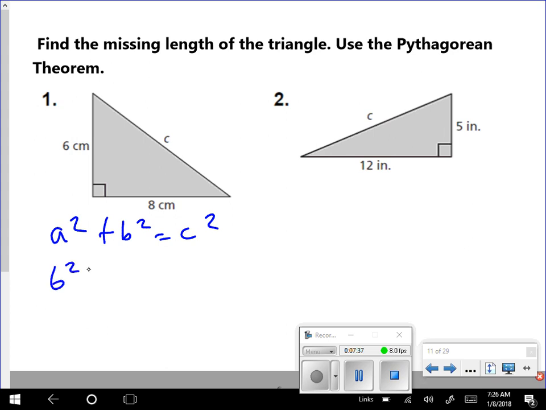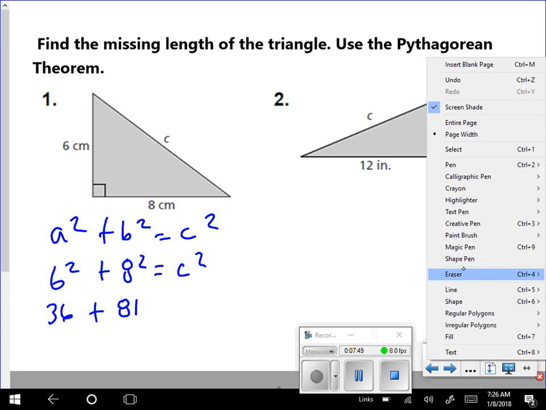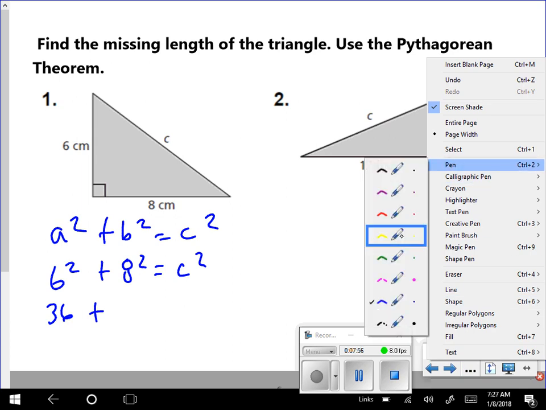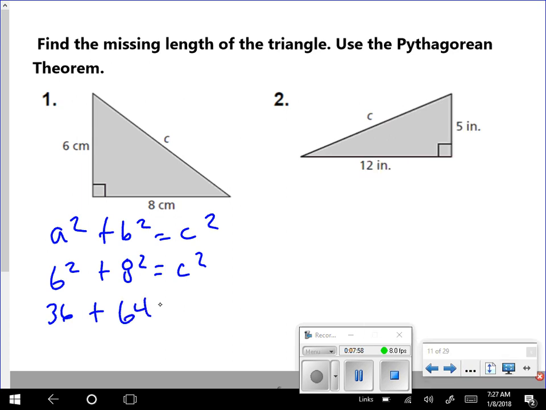So we'd have 6 squared plus 8 squared equals c squared. So 36 plus 84, or sorry, 64 equals c squared. 36 plus 64 is 100, and that equals c squared. So we'll take the square root, and we get 10 equals c.